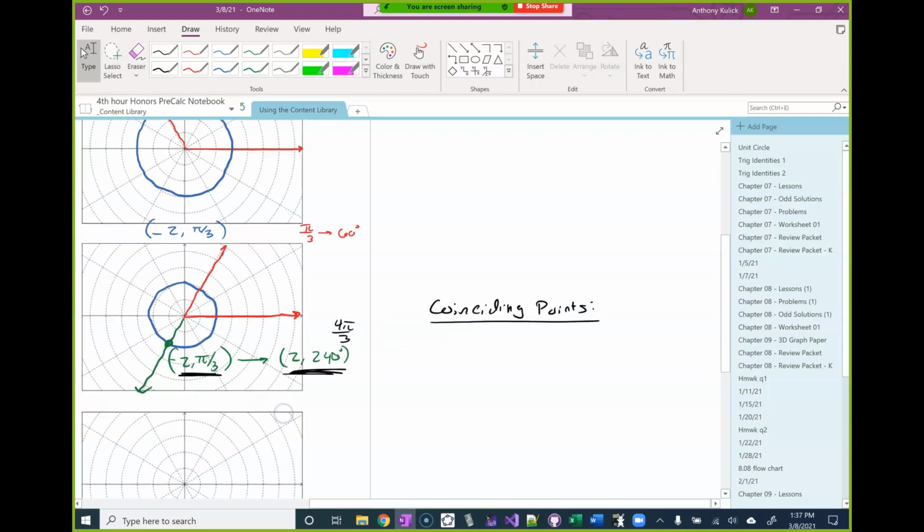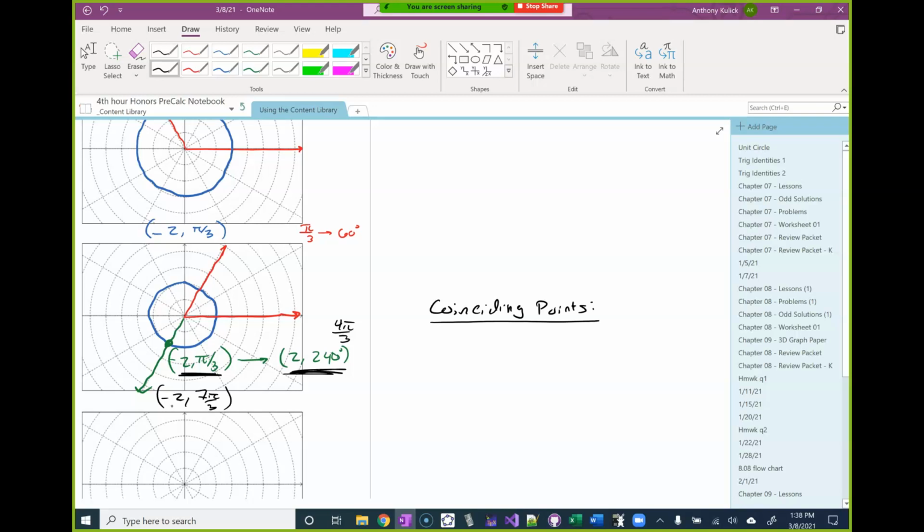Not sure? What if I did negative 2 and 7 pi over 3? Where would that be at? 7 pi over 3 is the same thing as pi over 3 plus 2 pi, right? Is that going to be describing the same angle? Yes, because they are coterminal, right? That was the name we gave those kinds of angles.